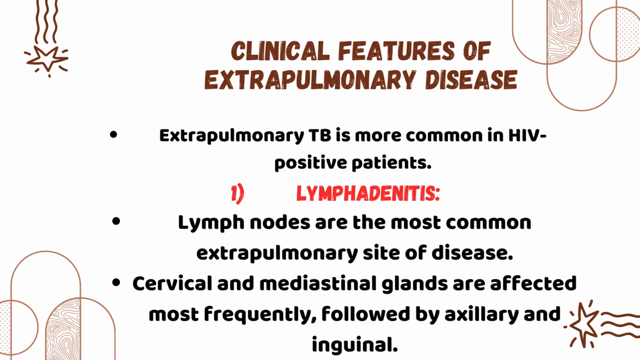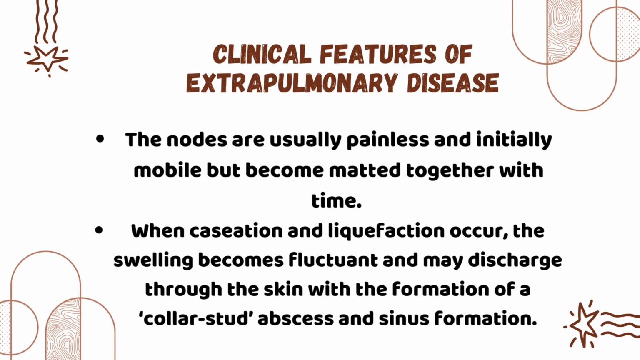Extrapulmonary TB is more common in HIV-positive patients. The clinical features of extrapulmonary TB are: Number 1, lymphadenitis. Lymph nodes are the most common extrapulmonary site of disease. Cervical and mediastinal glands are affected most frequently, followed by axillary and inguinal. The nodes are usually painless and initially mobile, but become matted together with time.